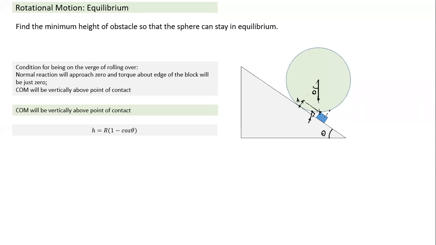So if I keep a block like this, and the block is smooth, it will exert a reaction which will pass through the center, then three forces will act. And when we keep a block like this, the normal reaction will not be equal to mg cos theta, which can easily be calculated.